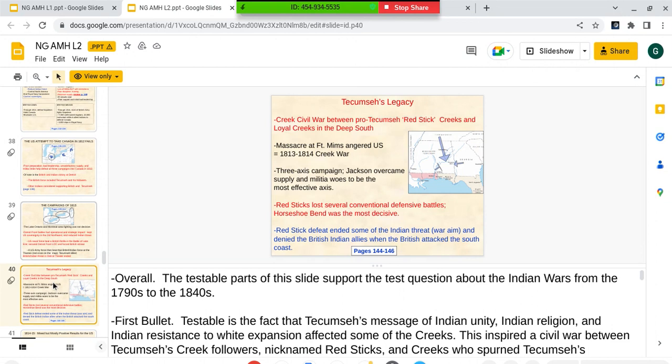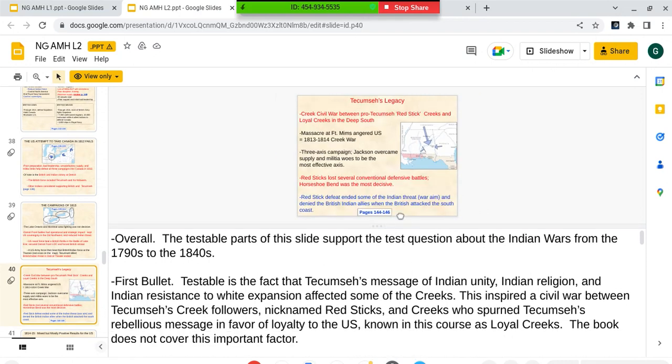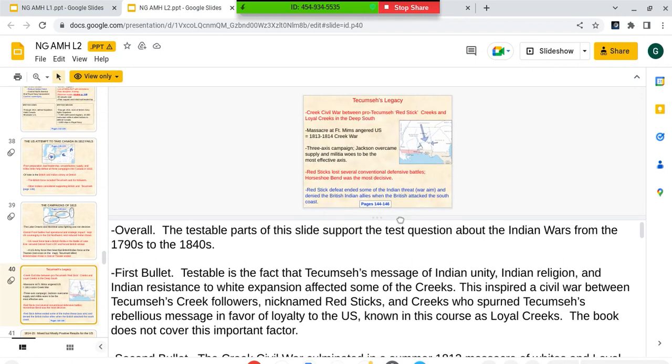The Red Sticks lost several conventional defensive battles. The Horseshoe Bend was the most decisive one. Horseshoe Bend is important to know because this is where, during the Civil War, the Loyal Creeks really beat up a lot of the Red Sticks, and it really hurt their cause. After the Red Stick defeat, most of the Indian threat was dealt with.